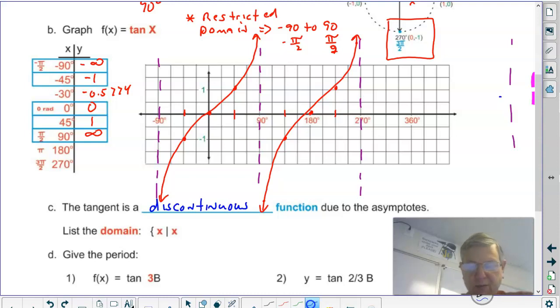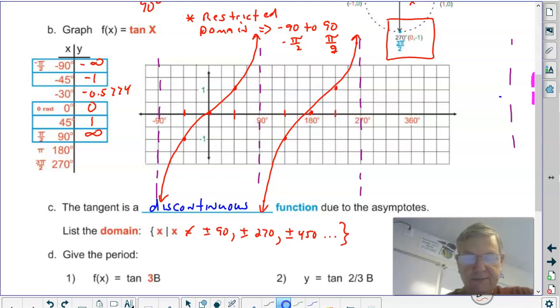And therefore, how do you say the domain? Well, it's all the real values except x cannot equal, and we just have to do all the possibilities. So we're going to go plus or minus 90, plus or minus 270. See how these are the asymptotes? And the asymptotes will come every 180. So plus or minus 270, 450, and we can now go dot, dot, dot because we've established our pattern. So it's all the real numbers except positive and negative 90, positive and negative 270, positive and negative 450, etc. Okay, that is the tangent function.